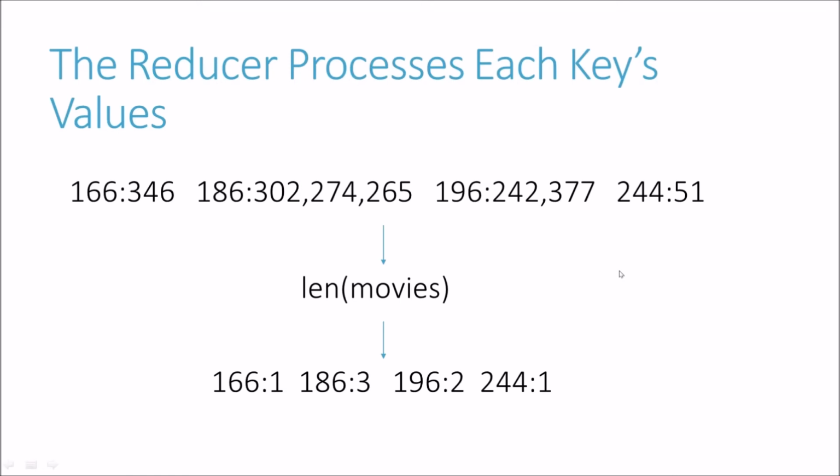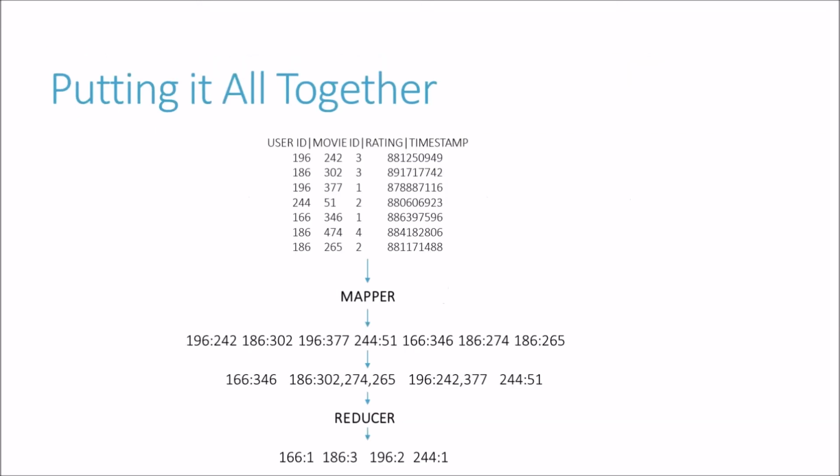But the key is to think of this problem as a MapReduce problem where you have to think about what key and values do I want to extract from my source data? How do I want to add those up or manipulate those value lists per key to produce the final output of my analysis? Let's put it all together just to have it all in one slide and kind of make it all fit together here.